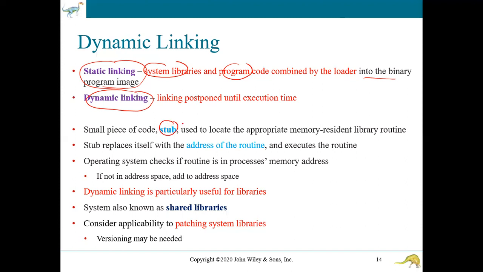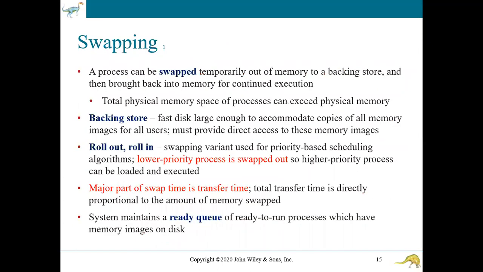The smallest piece of code is called a stub. A memory resident library routine is a stub, so each routine is a stub. It's just terminology, nothing more. The stub replaces itself with the address of the routine, so you're still getting them. Dynamic linking is particularly useful for libraries. I will show you the system with the libraries, the loading. I will give you an example with the DLL.